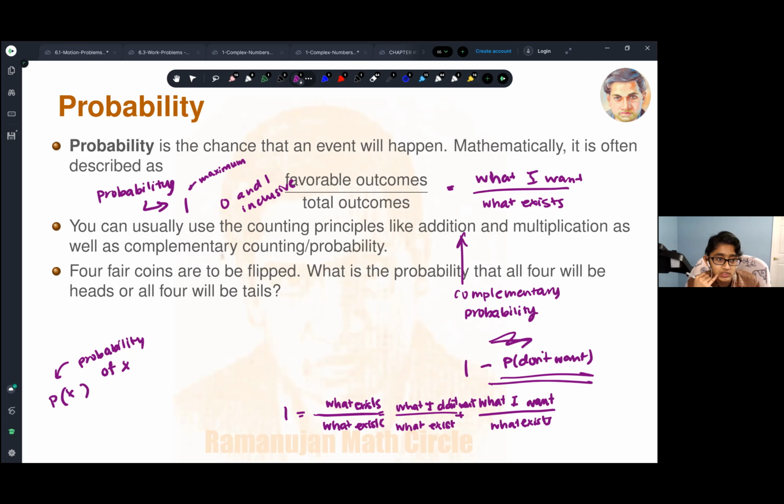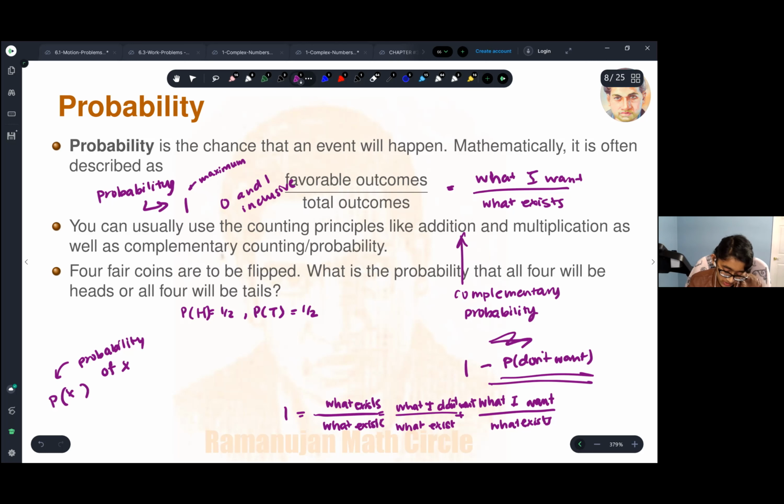And so now you can also use your addition and multiplication principles like you did, and you can use that for probability. So now let's do a quick question. What is the probability that all four fair coins, when flipped, will be all heads or all tails? So here, indeed, we're going to be using both the multiplication and addition principle. So let's get to it. The probability of heads is half. The probability of tails is also half.